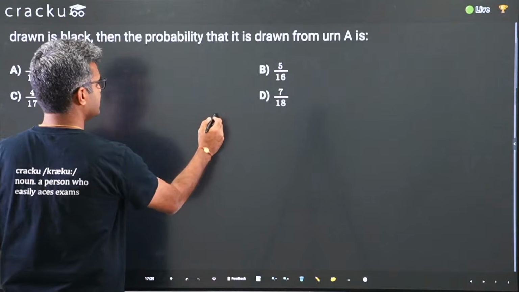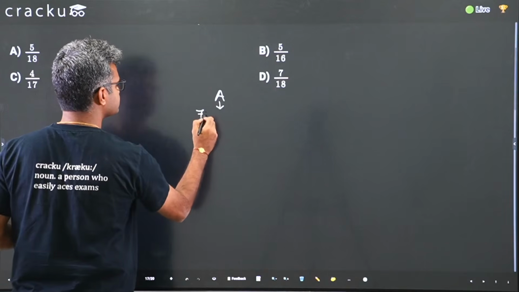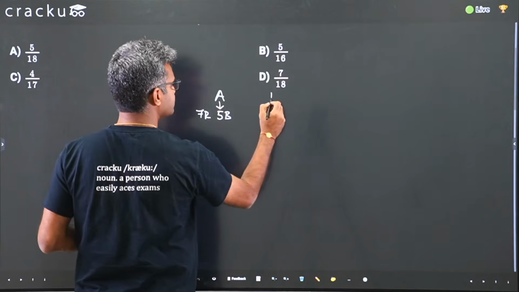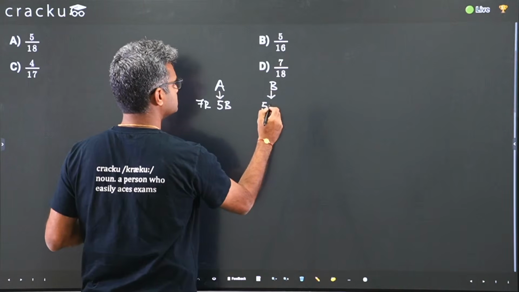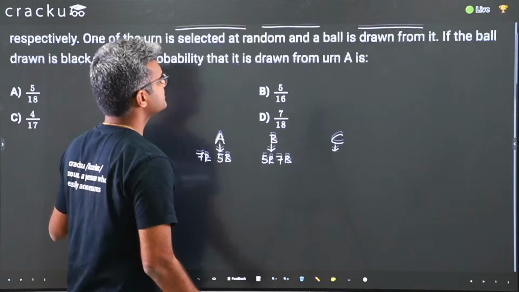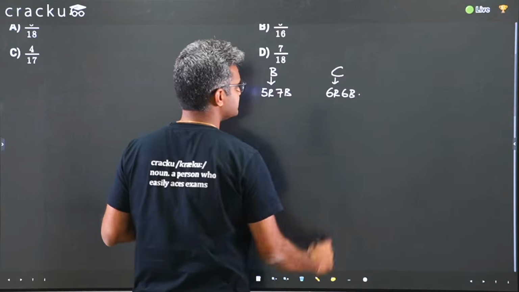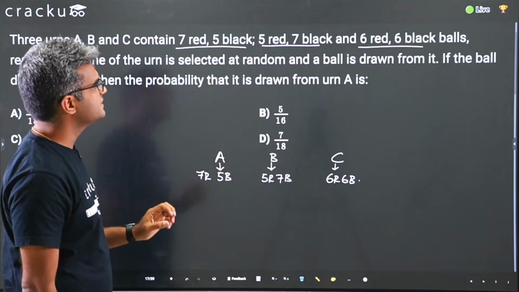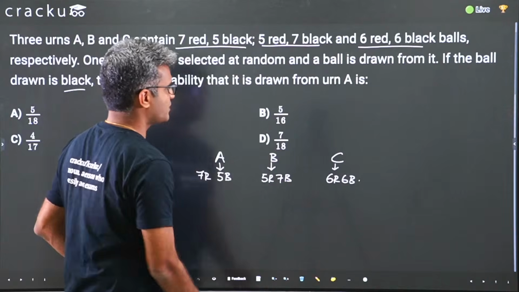So we have urn A. This has 7 red and 5 black. Then we have urn B. This has 5 red and 7 black. And we have urn C. This has 6 red and 6 black. These are the three urns that are there. And one ball is drawn at random from one of these urns. Now it is given that the ball is black. What is the probability that it is from urn A?